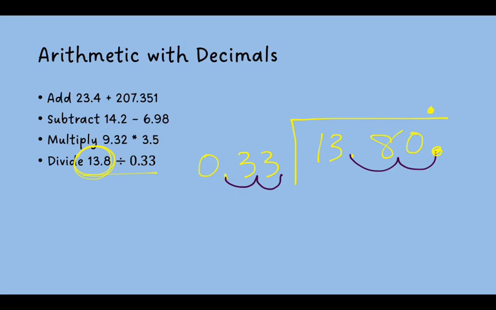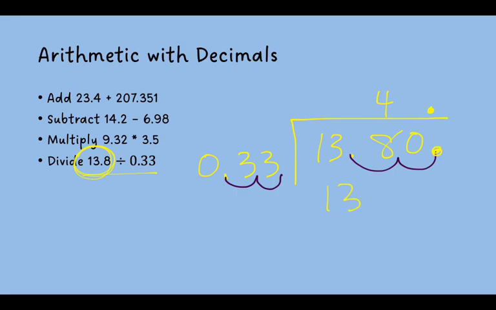Does 33 go into 1? No. Does it go into 13? It goes into 138. About how many times do you think it goes in there? About 4. Yeah, that's about right. So I put the 4 above the 8. What's 33 times 4? 132. He did a good job of guessing.